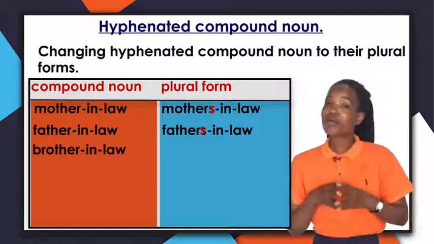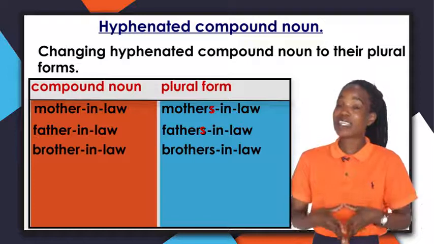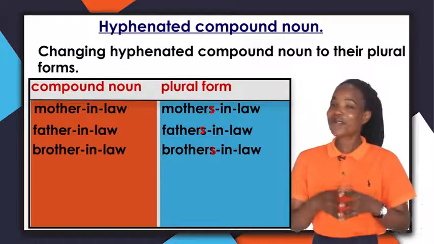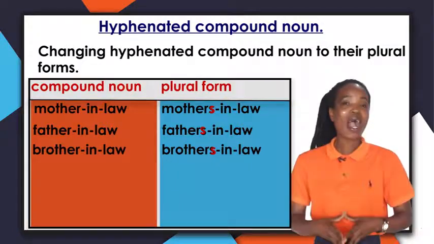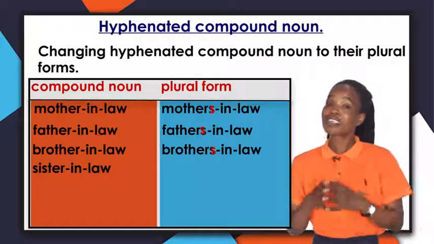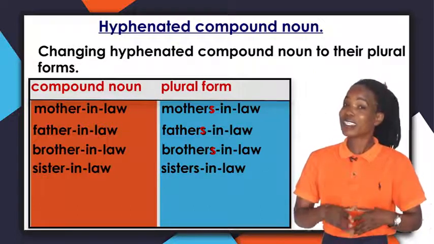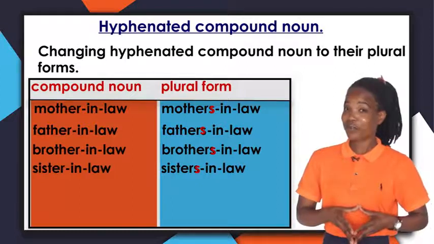The plural form of brother-in-law is brothers-in-law. We have to add letter S onto the noun brother in order to come up with the plural form as brothers-in-law. After that, we have sister-in-law. The plural form of sister-in-law is sisters-in-law. I believe you can see that letter S is being added onto the first noun. Take a note of that.